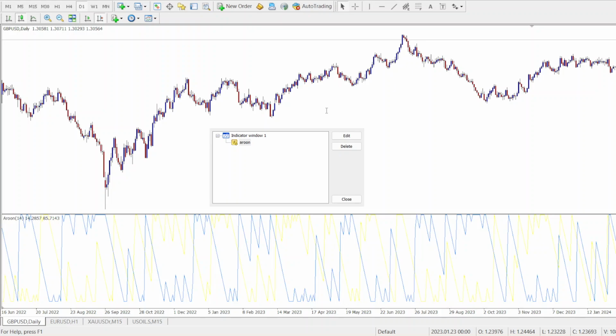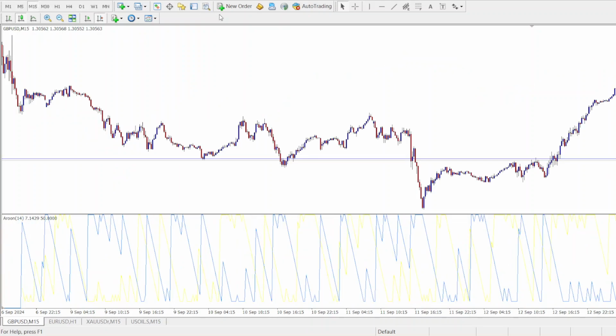Okay, so we can use the default period of 14 for short-term trading. If you're a scalper, you can just leave it at 14, and you will notice that price is reacting. And of course, you have to go to smaller time frames if you're a scalper. You can focus on the 1 minute to 15 minutes time frame.